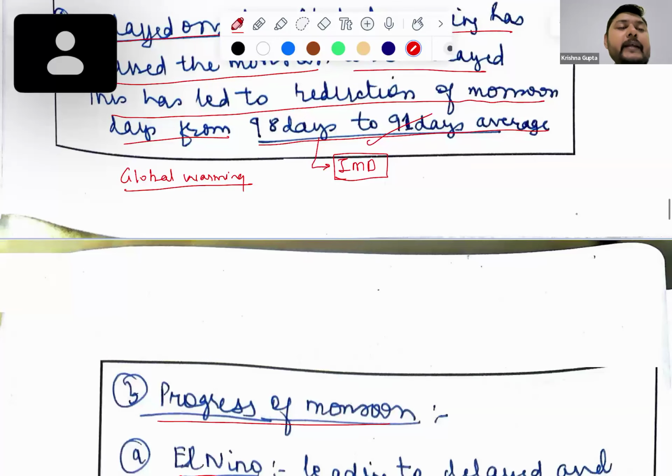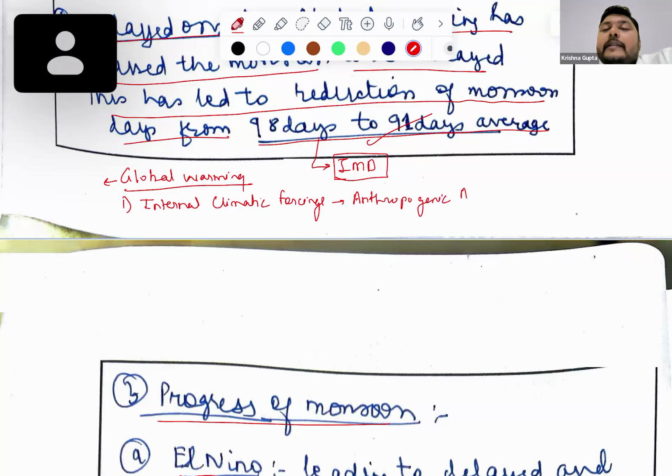So global warming is one of the parts of the internal climatic forcings occurring due to anthropogenic activities, basically related with CO2, methane, and increased water vapor. Okay, this is the first part which I wanted to add here.